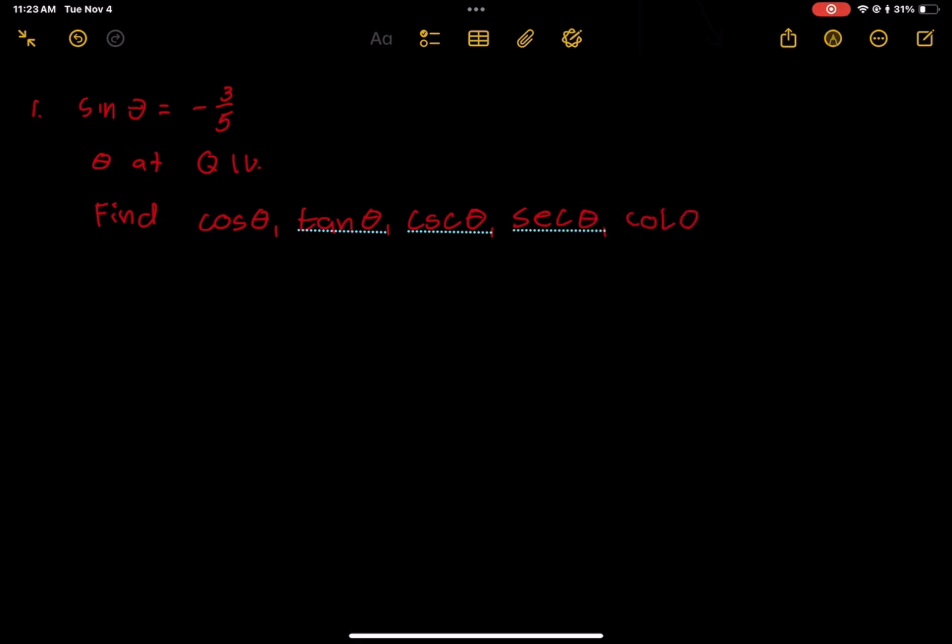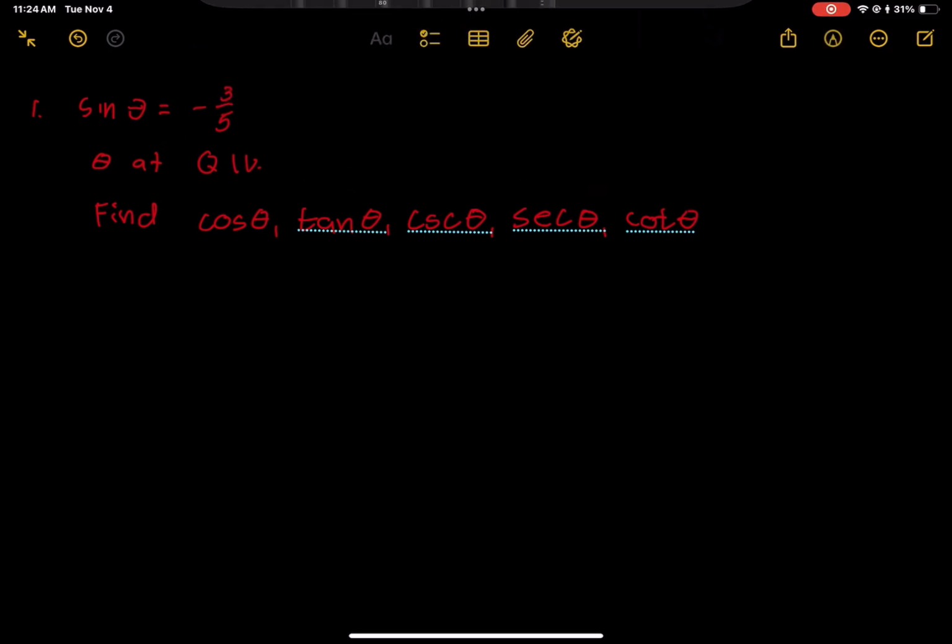For our first problem, we have sine theta is equal to negative 3 over 5, and our given theta is at quadrant 4. We have to find cos theta, tangent theta, cosecant theta, secant theta, and cotangent theta. So basically all the trigonometric ratios.